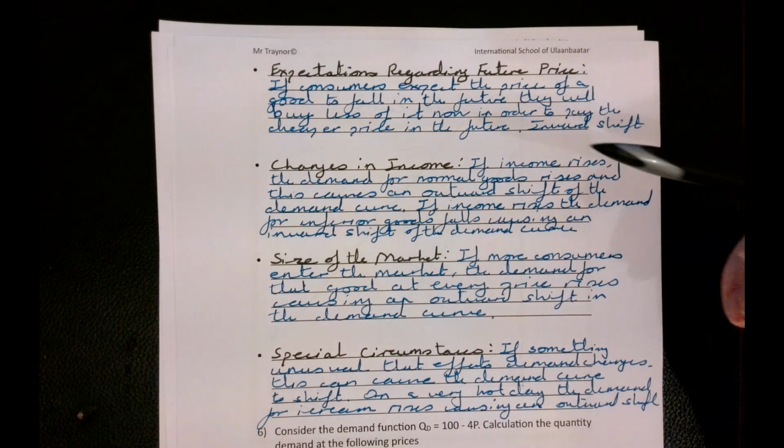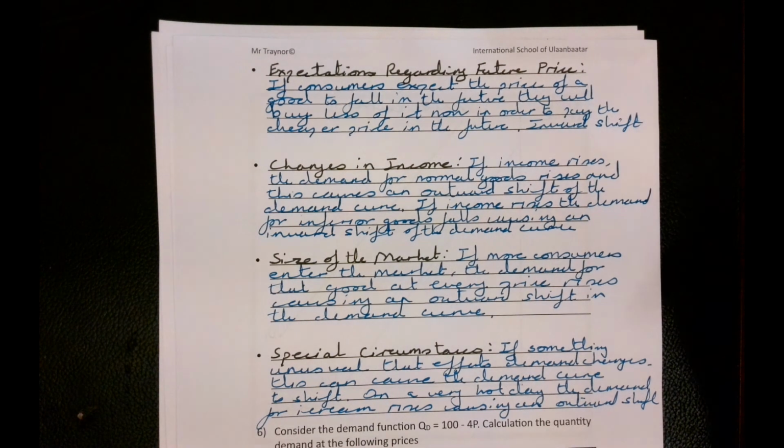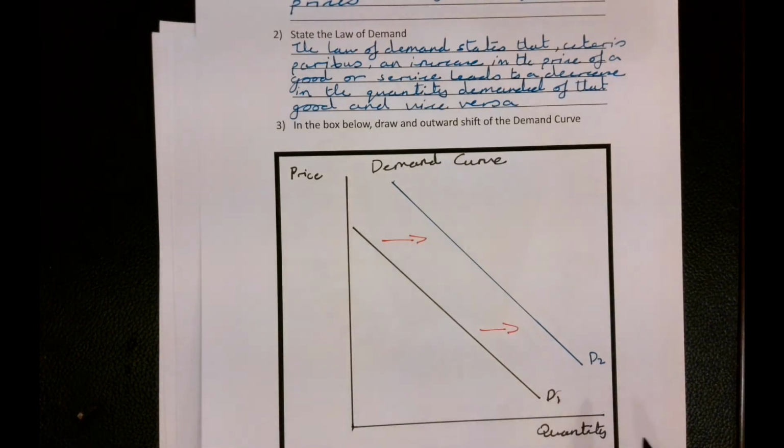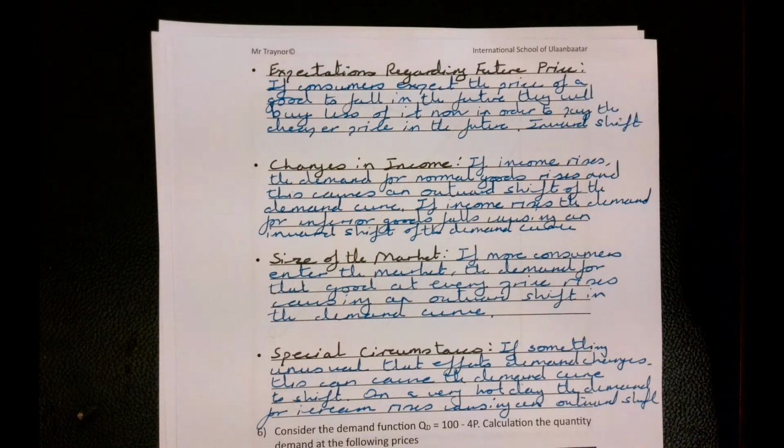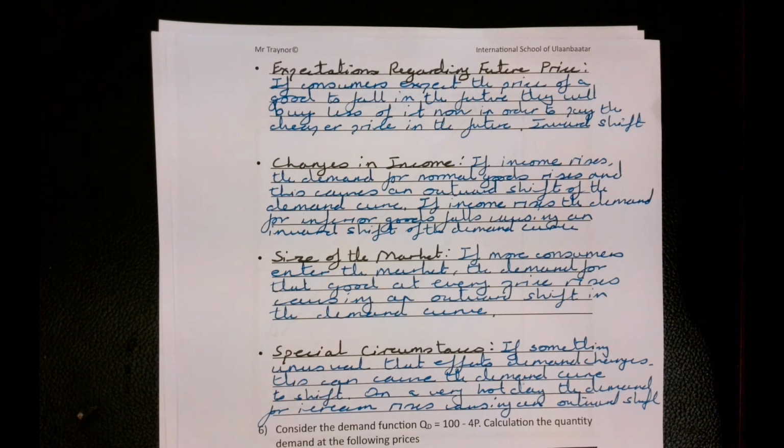If, on the other hand, they expect the price of the good to rise in the future, then that would most likely cause an outward shift of the demand curve today, as consumers don't wish to pay the higher price that they expect to be charged in the future.